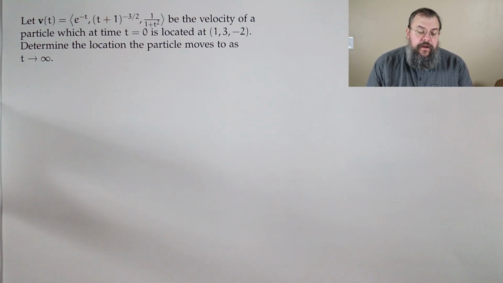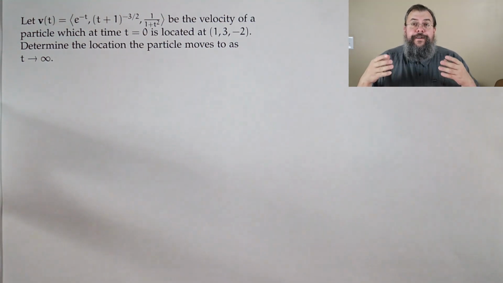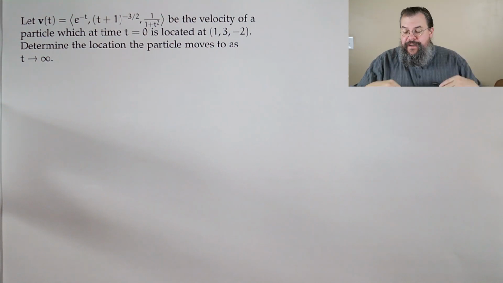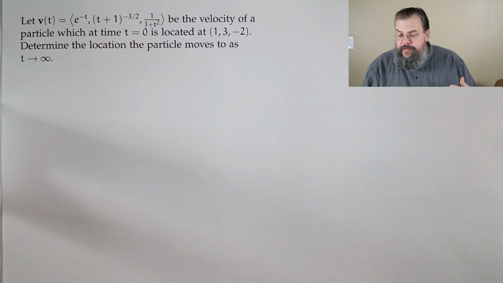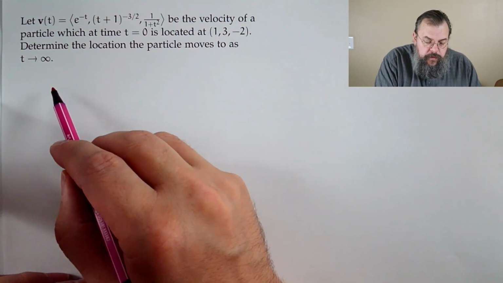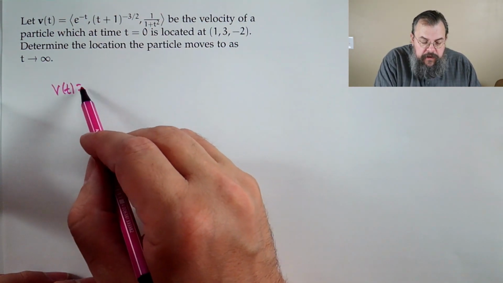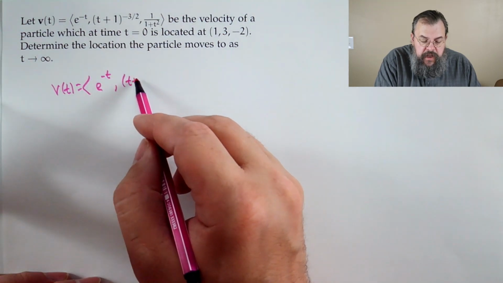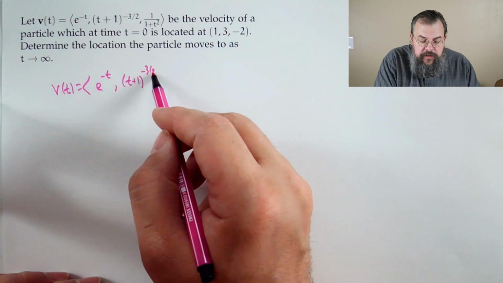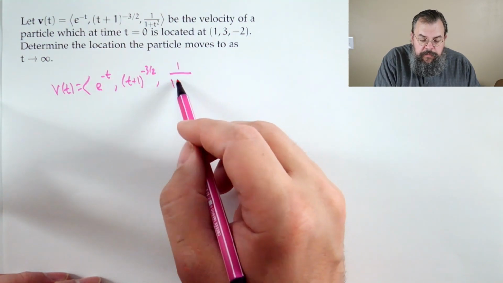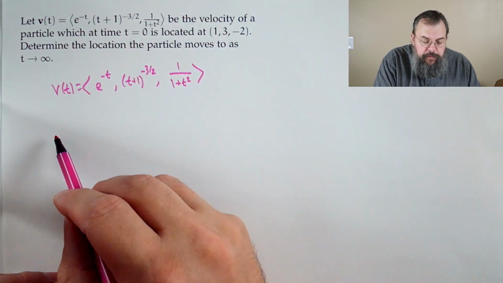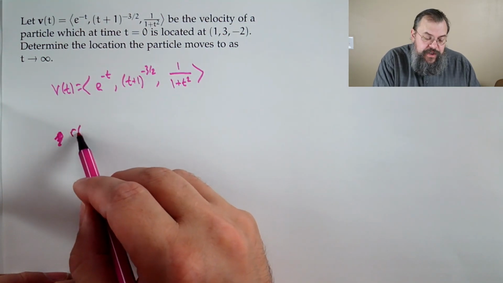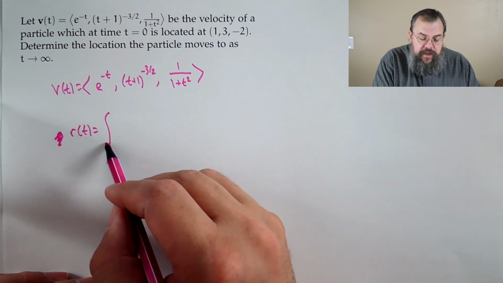So, okay, well, what do we have? We have velocity, we want position. So we need to take that step. All right, so we'll take our first step. So the step is, we're going to have our velocity, I'll write it down again for reference, e to the minus t, comma, t plus 1 to the minus 3 halves, comma, 1 over 1 plus t squared. So position, well, I was going to write p, but we use r. Our position, r of t, is found by integrating velocity.